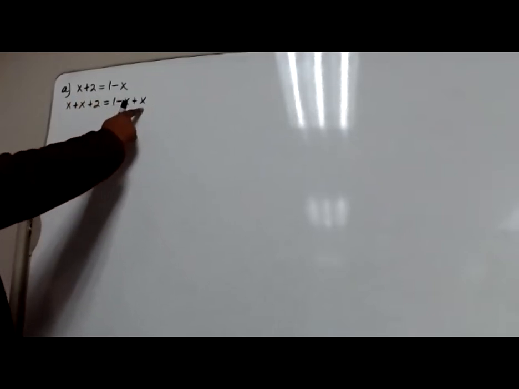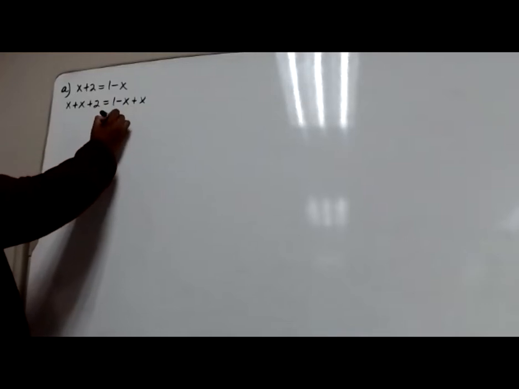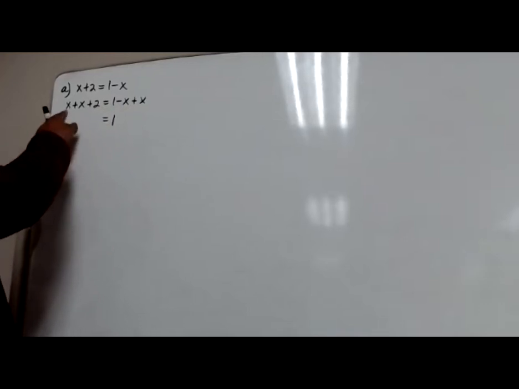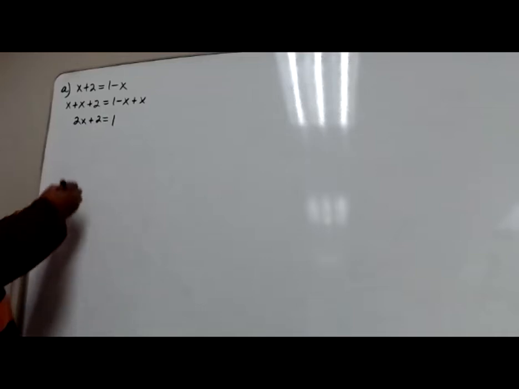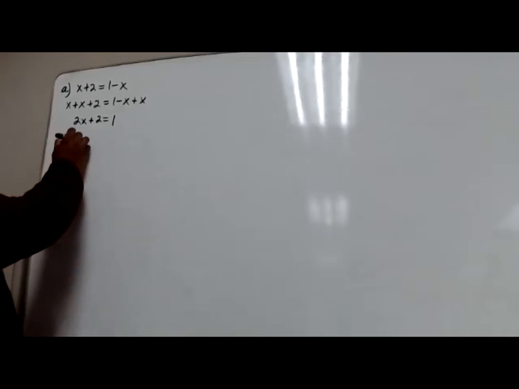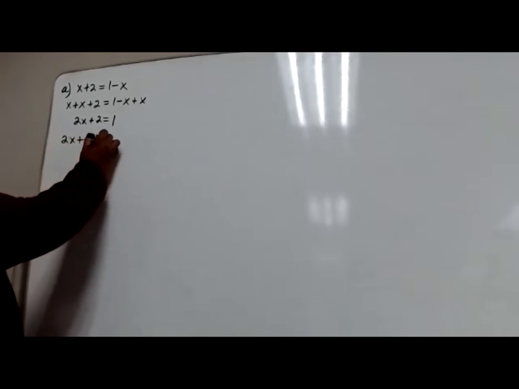So minus x and a plus x, that's 0. I'll be left with the 1 on this side. What's 1x plus another 1x? 2x. So I got 2x plus 2 is equal to 1. And then to get 2x by itself, what do I need to do? Subtract 2 on both sides.